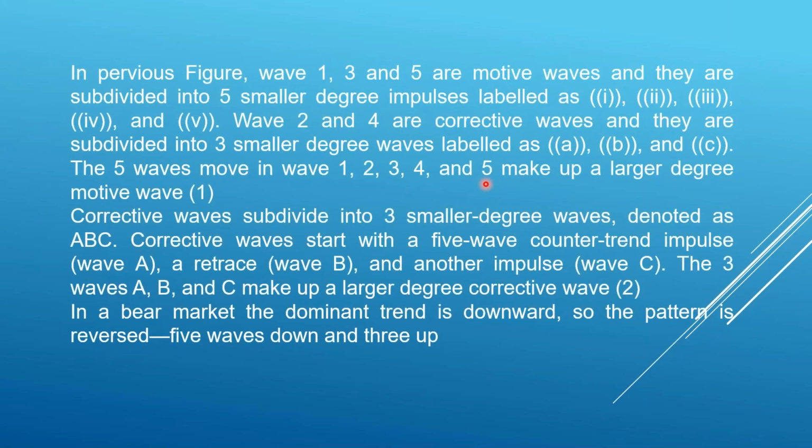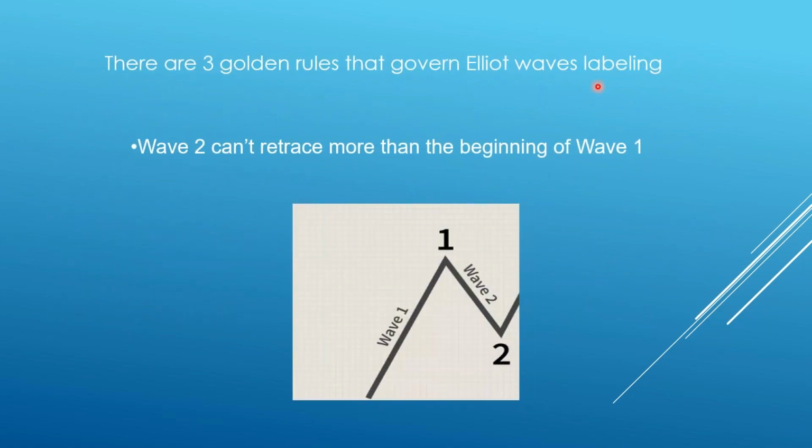So okay, we already discussed this. I don't need to repeat this again. You already got the idea right now. Okay, let's go back to the very small wave. There are 3 golden rules that govern the Elliott wave labeling. So what I told you before has 3 golden rules. These rules were set by Elliott himself. These rules cannot be broken.